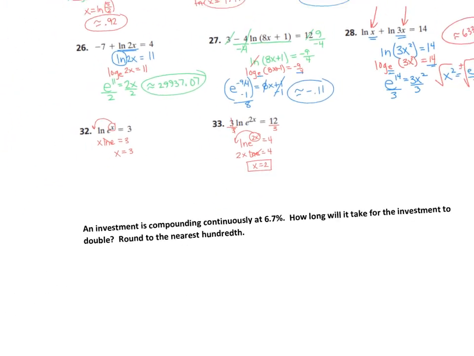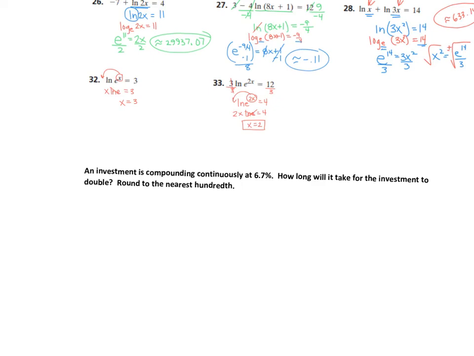All right, and then at the bottom, an application of this is compounding continuously. So compounding continuously is this formula, A equals P e to the rt. A is the amount of money that you have after so many years t of compounding continuously at a rate of r. P is the initial amount. So the question is, an investment is compounding continuously, so that tells me I need to use Pert, at 6.7%. So this is going to be my r. But I need to change the r to a decimal because right now it says a percent. So I'm going to move the decimal point over twice.